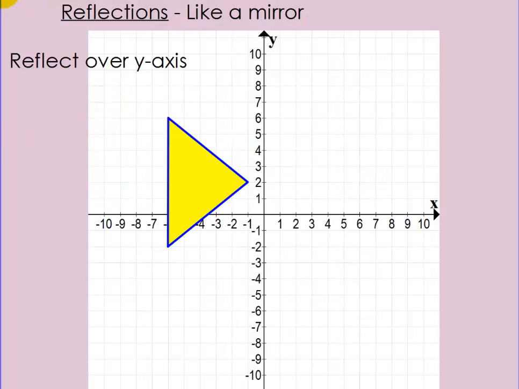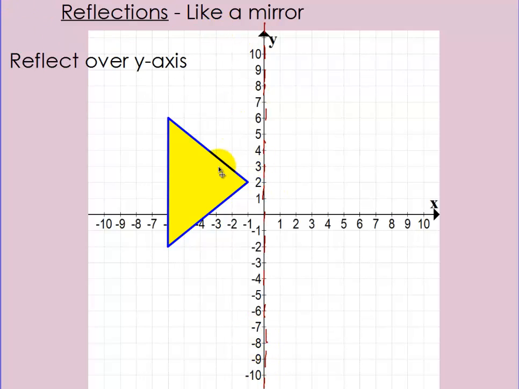Reflections. So it's like a mirror. This gets kind of tricky here. So watch what I do here. I'm going to reflect this thing over the y-axis. So you pick some line that you reflect it over. It's not just, oh, flip it around. It depends where you reflect it. And depending on the line of reflection, that tells you where it's going to reflect to. So it's going to be the y-axis here.